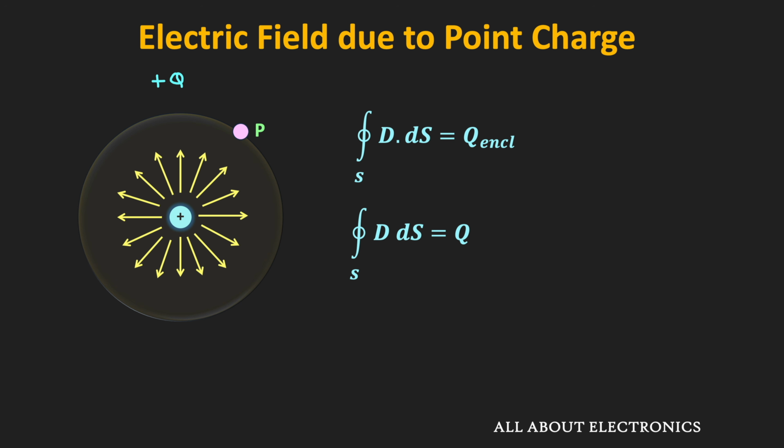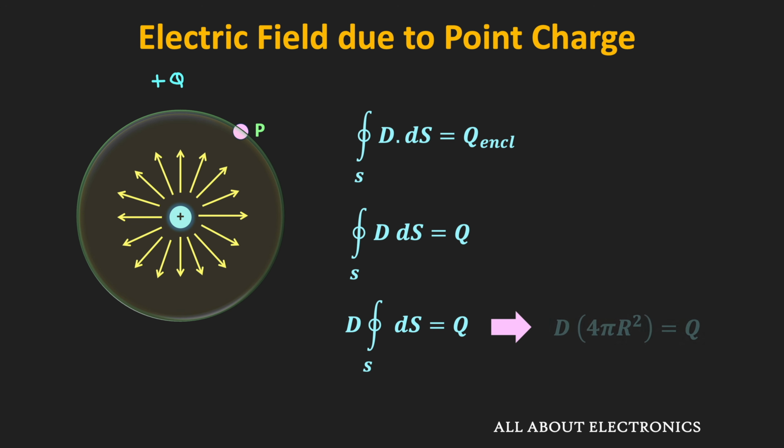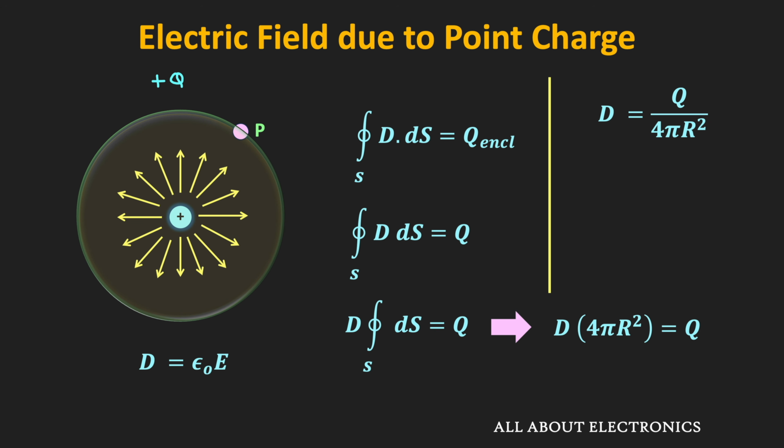Moreover, on this entire spherical surface, this D field will remain constant. So therefore, we can take it outside. And now, this integration represents the surface area of this sphere. For the sphere, we know that its surface area can be given as 4 pi r square. So from this, we can say that D is equal to q divided by 4 pi r square. And we know that D is equal to epsilon naught times E. This relation is specifically true for the vacuum. And here for the time being, we are assuming that the charge is in the vacuum.